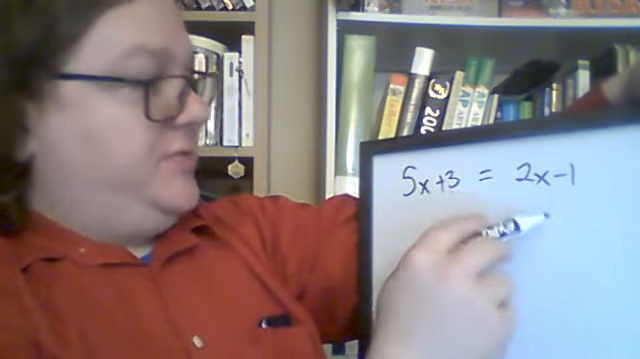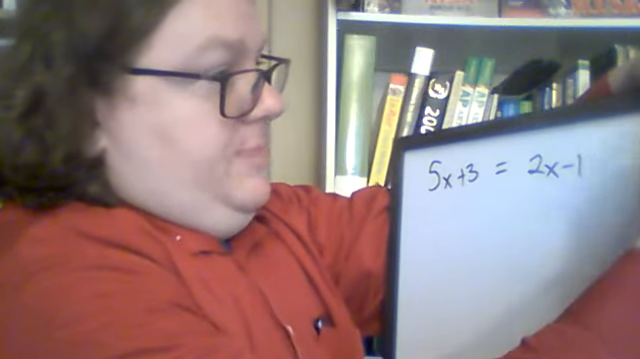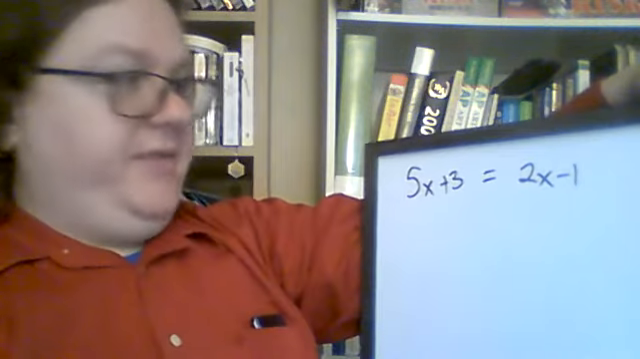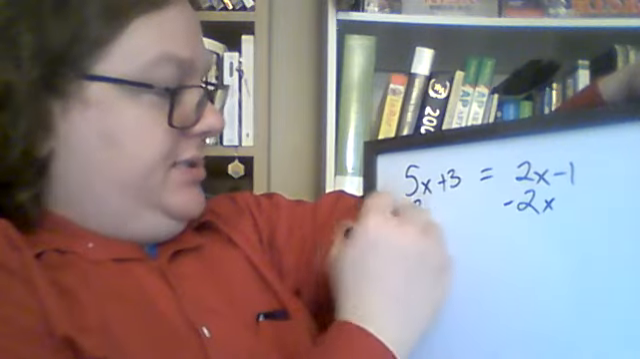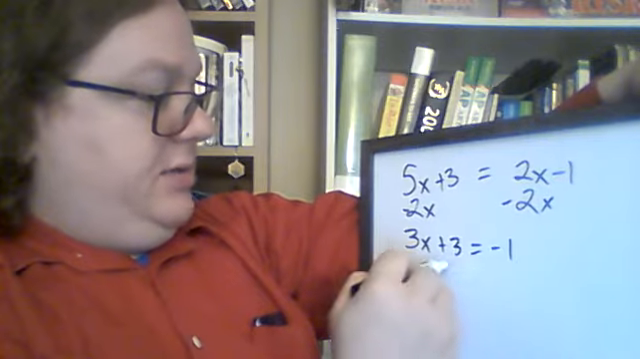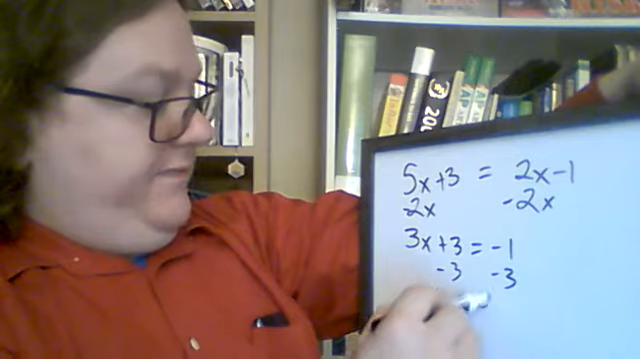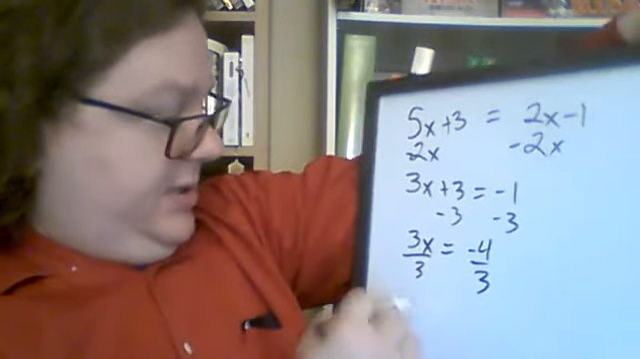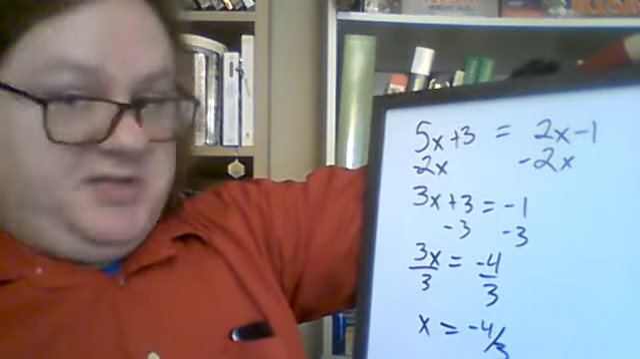We're going to solve this first one. I'm going to write this up in the corner. 5x plus 3 equals 2x minus 1. Okay, I'm just saving that for later. Minus 2x gives me 3x plus 3 equals negative 1. Minus 3 minus 3, 3x equals negative 4. Divide by 3, divide by 3, and x equals negative 4 thirds. And again, I'm just going to leave it as a fraction.